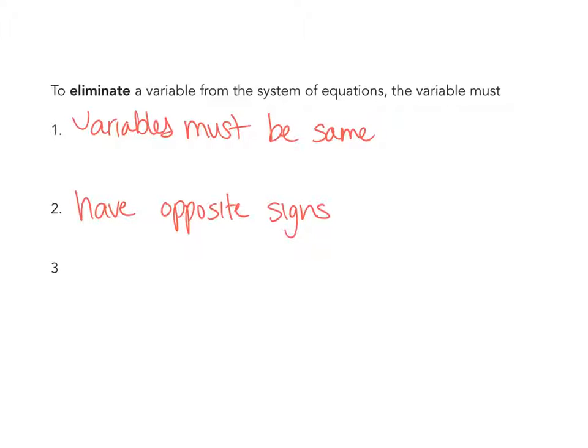And, are you with me? Am I going too fast? Yeah? Okay. And the variable must have the same coefficient. Coefficient, C-O-E-F-F-I-C-I-E-N-T. The number in front of the x, or the number in front of the y, is the coefficient. So those are our must-haves.